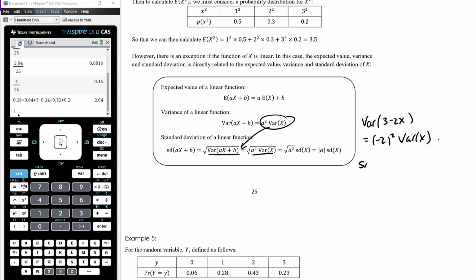But if you wanted the standard deviation of 3 minus 2x, it's not going to be negative 2 times the standard deviation, it's just going to be 2 times the standard deviation. You can't have negative standard deviation, nor negative variance. It's a measure of spread. How far away from the mean are you? It's not got any direction.